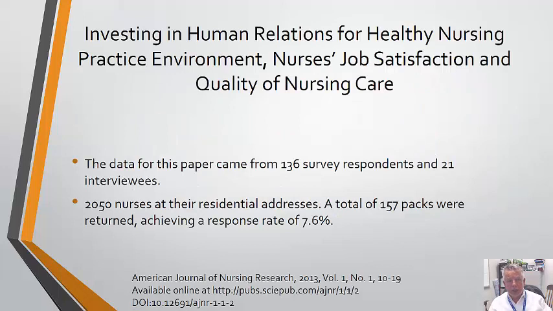So let's look at this paper, Investing in Human Relationships, looking at practice environment, satisfaction, and care. So they have 136 survey respondents and 21 interviewees. Now this is the one where they actually did two kinds of studies. They did a basic survey, and then they also did a qualitative study. So 21 is a good size for a qualitative study. Anything around 10 is decent. They go down to 3. 136 is bigger than 10, so it's a reasonable amount.